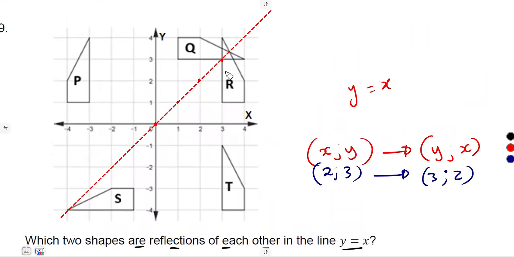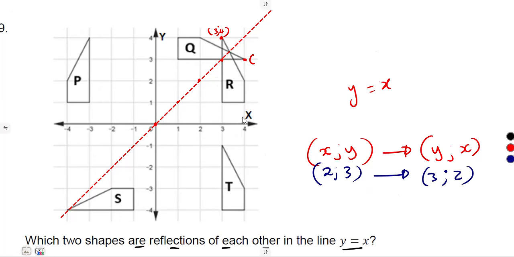If we check here, R is on one side and Q is on the other side of the mirror line. But let's analyze this properly to see whether the x values and y values are interchanging. We can take an example of this point on R. It is 3, 4. So on the image, it must interchange. Remember, 2, 3 becomes 3, 2.